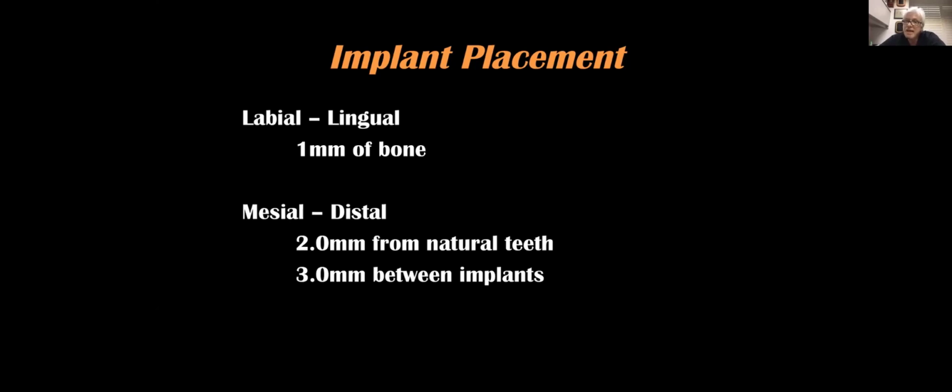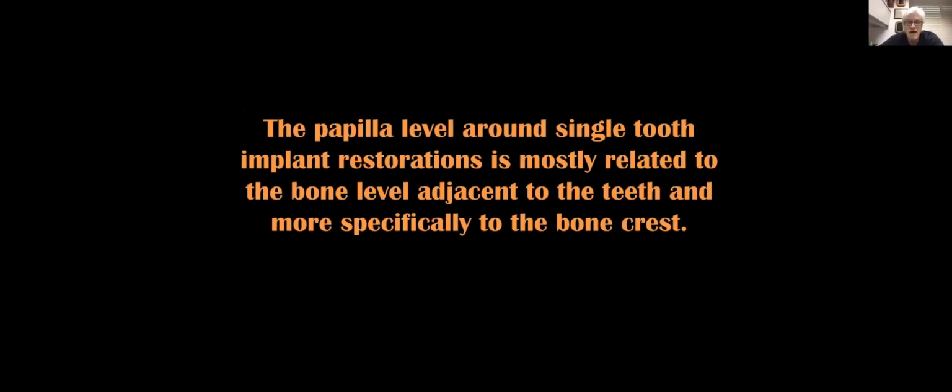Mesial distally, again, we have rules that we must follow. We cannot be any closer than 2 millimeters from a natural periodontal ligament. And if we have multiple implants, these implants must be spaced at least 3 millimeters apart. And that's because an adjacent tooth, a natural tooth, has a PDL and has a blood supply where implants do not. So again, rules that must be followed.